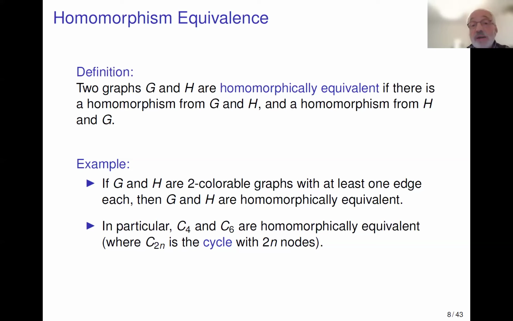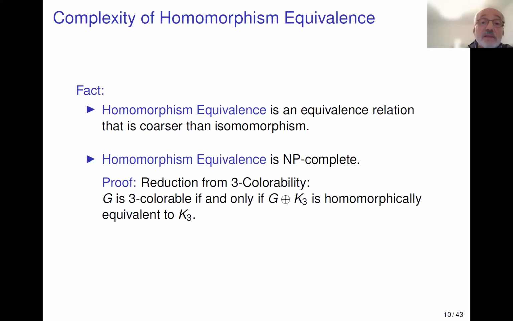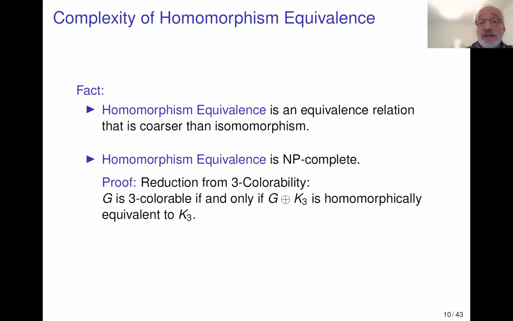Here is another example, going back to the Petersen graph. If we take the Petersen graph and we take the disjoint union with a triangle, then of course we still have a homomorphism from left to right, but now we also have a homomorphism from right to left because we map the triangle to the disjoint copy of the triangle. So these two graphs are homomorphically equivalent. And guess what? Homomorphic equivalence is an equivalence relation that is coarser than isomorphism. As we saw before, this previous example shows that these two graphs are homomorphically equivalent without being isomorphic. So this is an equivalence relation coarser than isomorphism.